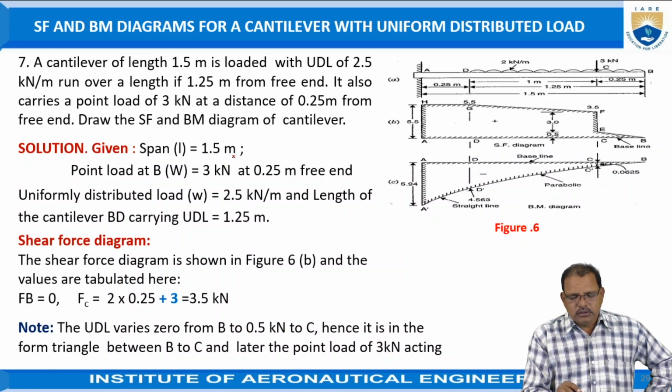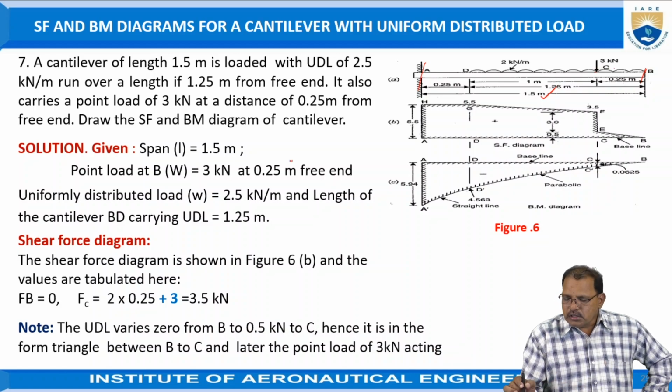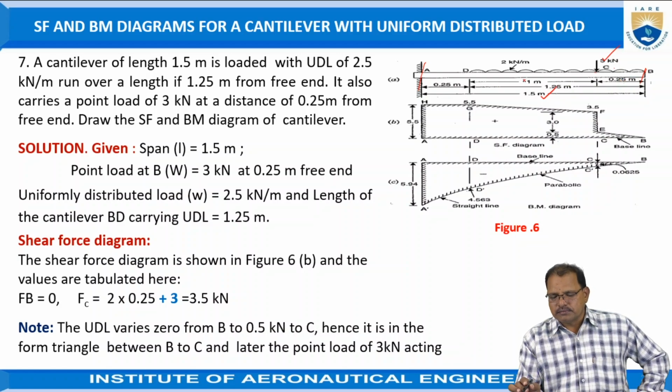Given data in the problem is the length of the span, that is AB is equal to 1.5 meters. The point load at C is equal to 3 kilonewtons, which is acting at a distance of 0.25 from the B end position. That is at C, 3 kilonewtons acting now. Uniformly distributed load is carried between B and D. This length is equal to 1 meter plus 0.25, that is 1.25 meters now.